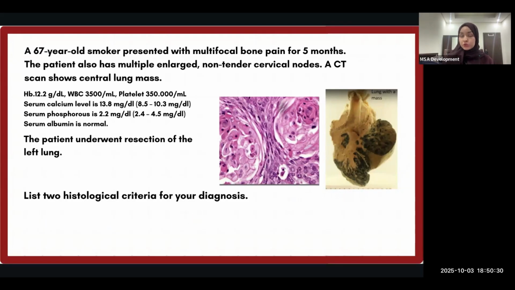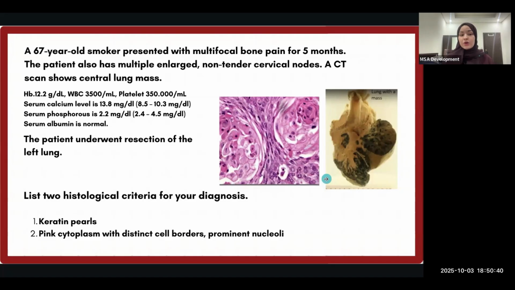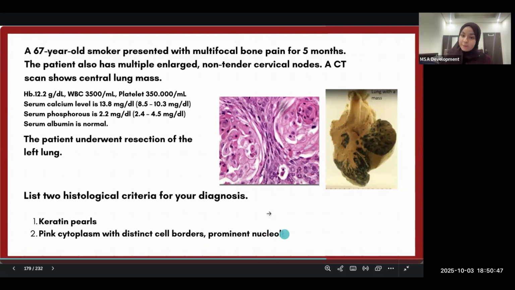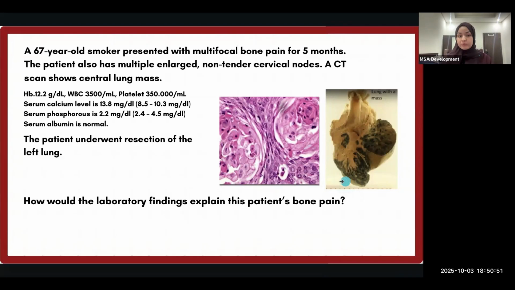Now, squamous cell carcinoma has very specific findings that you can see all over the body. Any place where you have a squamous cell carcinoma, you're going to see these same findings. So what are they? You have keratin pearls, and you have pink cytoplasm with distinct cell borders and prominent nucleoli. So remember these features for squamous cell carcinoma.